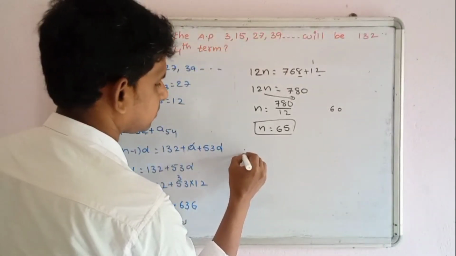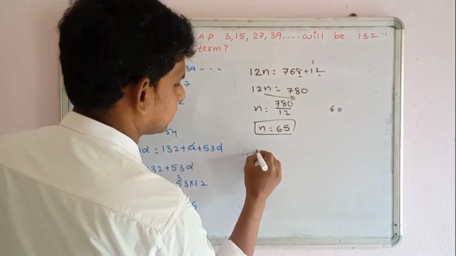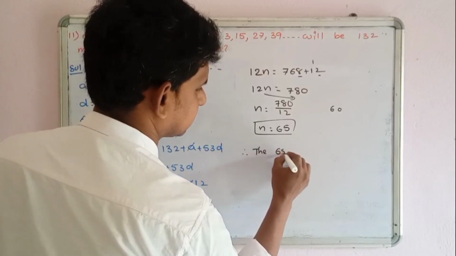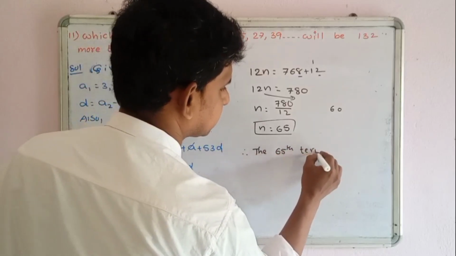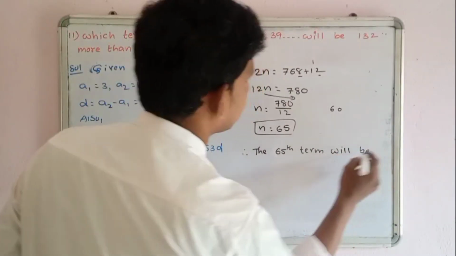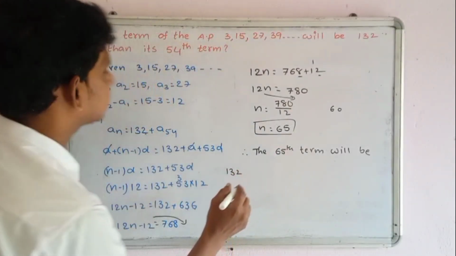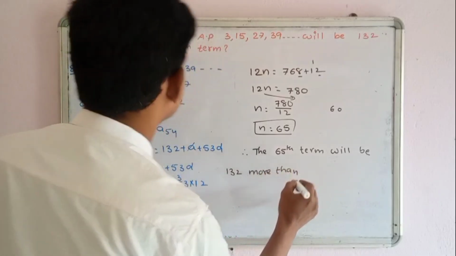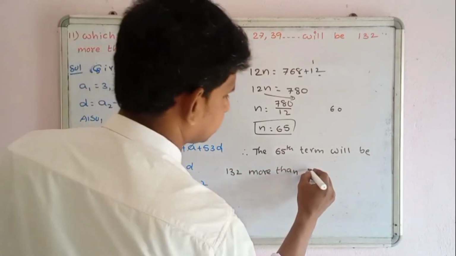Therefore, the 65th term will be 132 more than its 54th term.